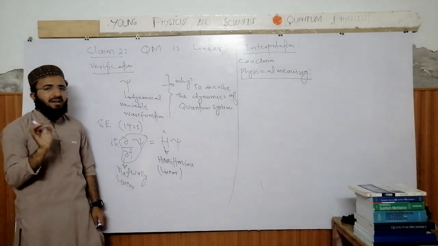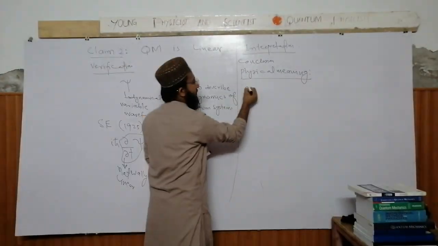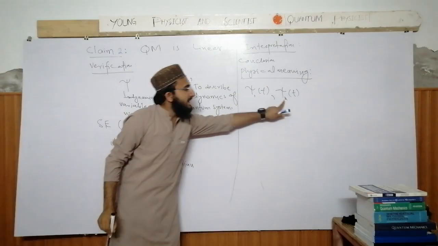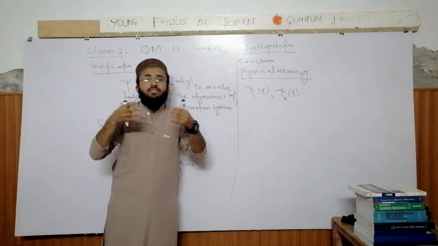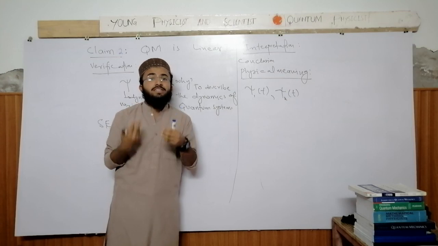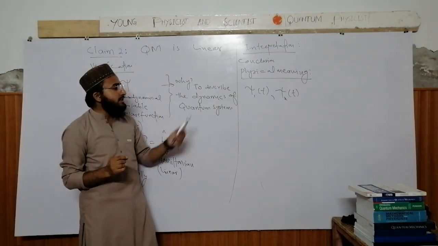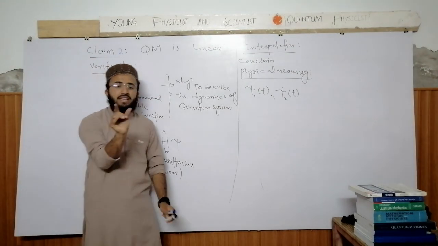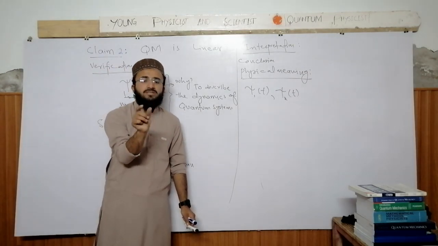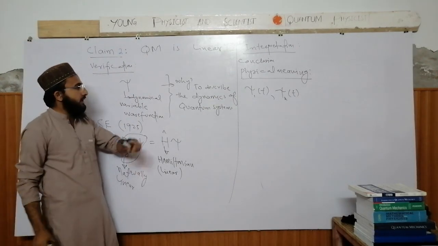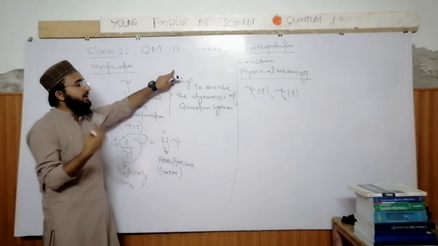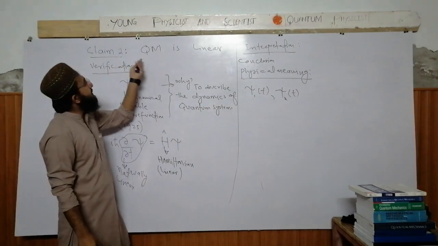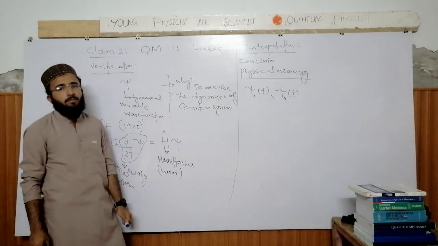My dear students, the physical meaning is, to the point, if psi 1 of t and psi 2 of t are two solutions, then their superposition will also be a solution. It is a very important point and a very beautiful concept in quantum mechanics. If psi 1 and psi 2 are solutions, then their superposition, meaning their addition, will also be a solution. So you will see in the upcoming lectures that we always consider that their sum is also a solution. That means quantum mechanics is linear.